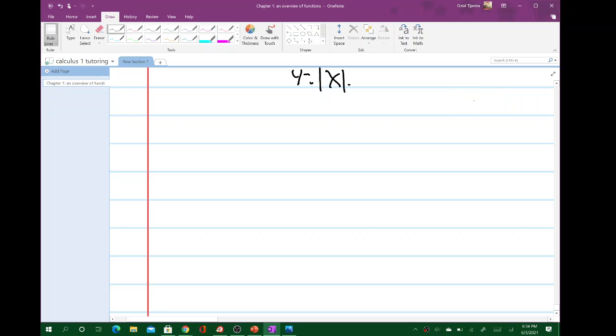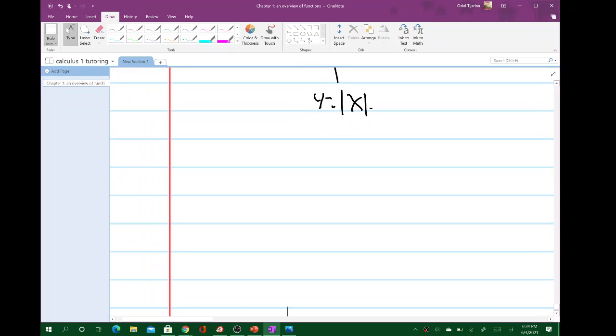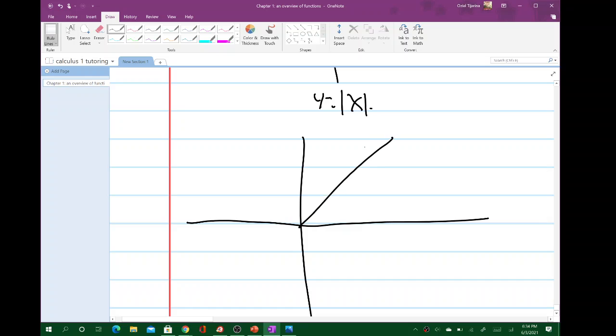Well, also in Cal 2, because in Cal 2 you review that stuff. But basically, the absolute value is just this one here, like this. It looks a lot like the parabola, or the x squared function, but it's straight. It's not a curve, it's straight, okay?